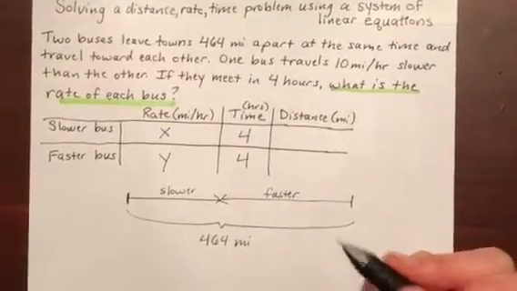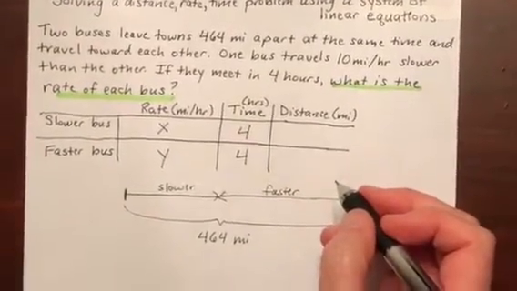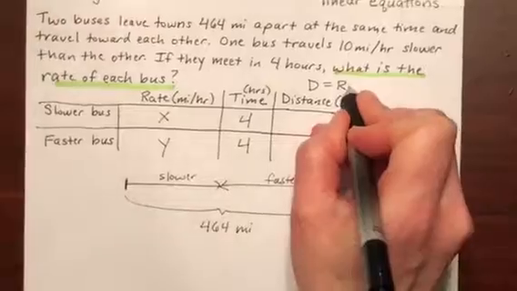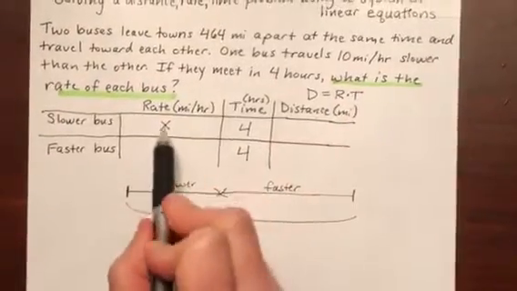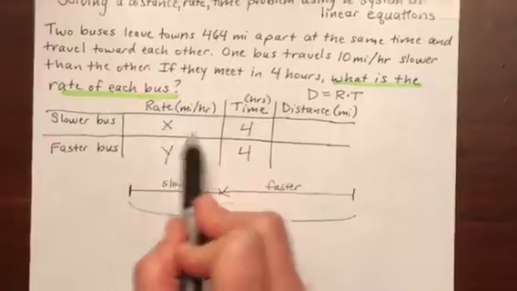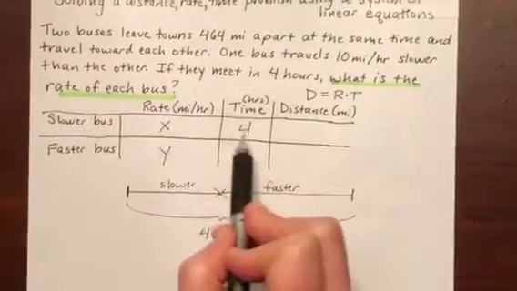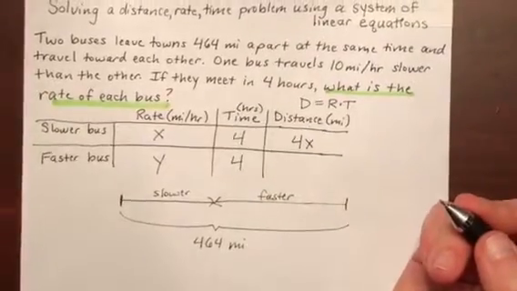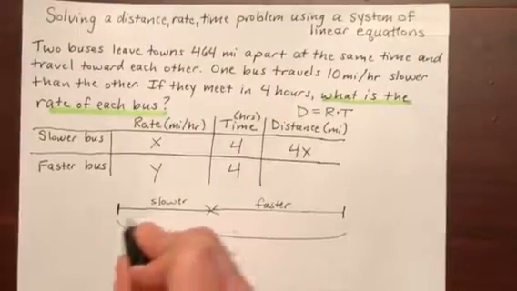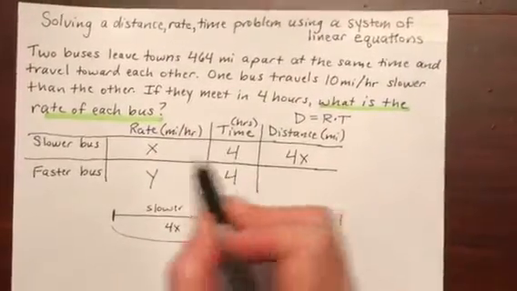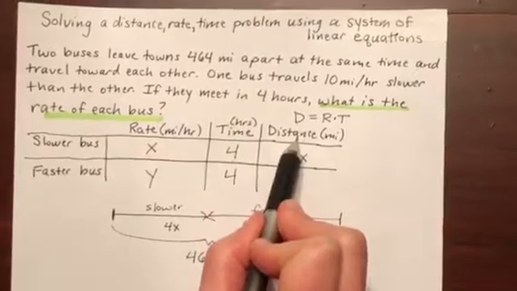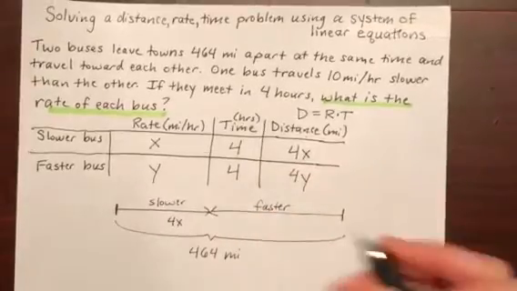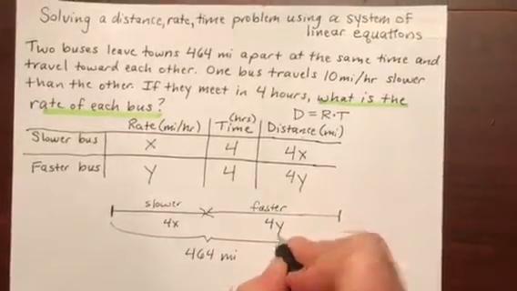Okay, and so let's remember our distance equation. We know that distance is the same thing as rate times time. Well, we have the rate and the time here, so let's just multiply them together to get the distance. X times 4 would be 4x is the distance that the first bus travels. And then the distance that the second bus travels is its rate times its time. So y times 4 would be 4y, and so that bus's distance is 4y.